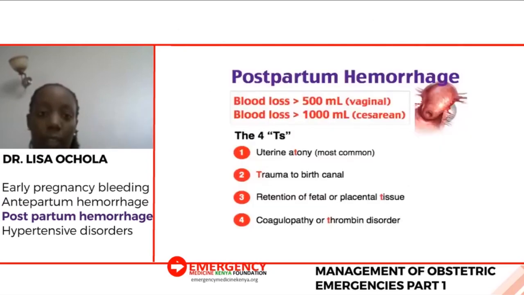So we move on to postpartum hemorrhage, where the blood loss is more than 500 mLs after vaginal delivery or more than 1 liter after cesarean section. Those are the definitions. I'm sure we all know the four T's that are implicated in postpartum hemorrhage. The most common is atony. If there's loss of uterine tone, this is the most common. It occurs in 70% of the cases. Then there's trauma, then tissue, retention of tissue, and then there are coagulation or thrombin disorders. So that's how we remember the four T's.